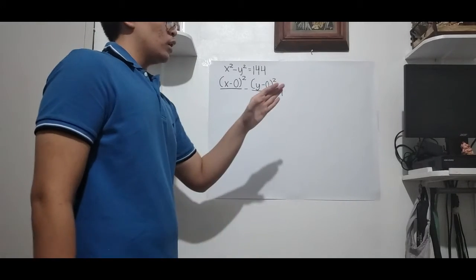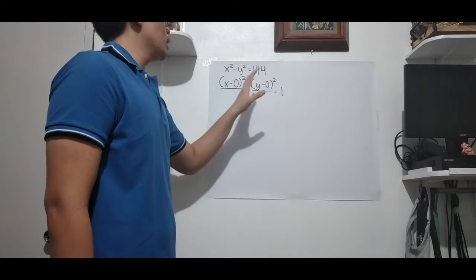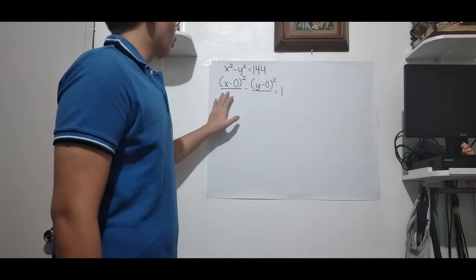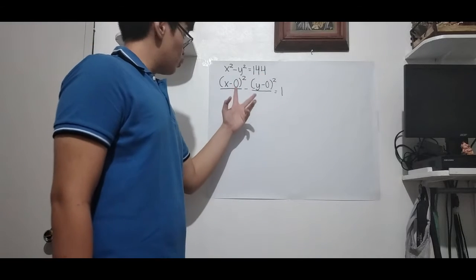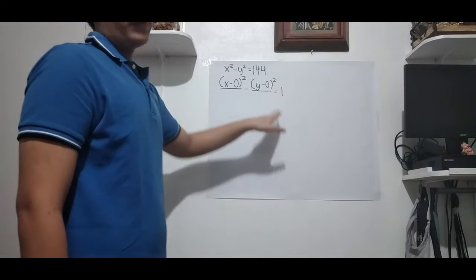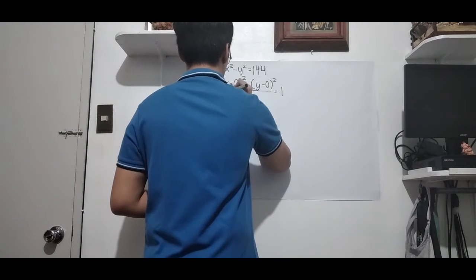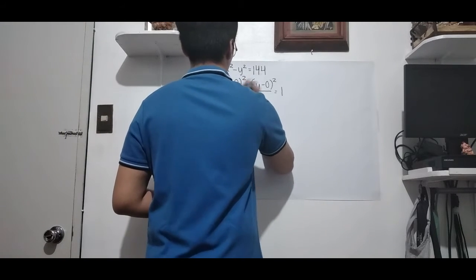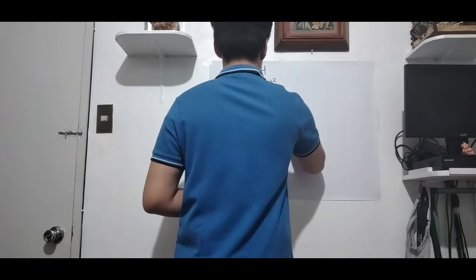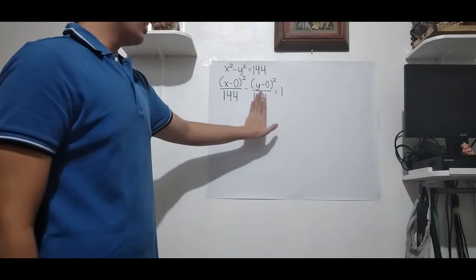So what we did here is we divide 144 by 144. In order for it to be balanced, we also have to divide 144 to both sides of this equation. So automatically we have a 1 here, a 1 here. 144 divided by 1 would give us 144 here, and also a 144 in your y coordinate. So this would be your a squared and this would be your b squared.